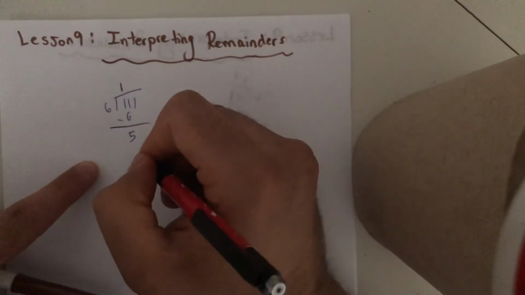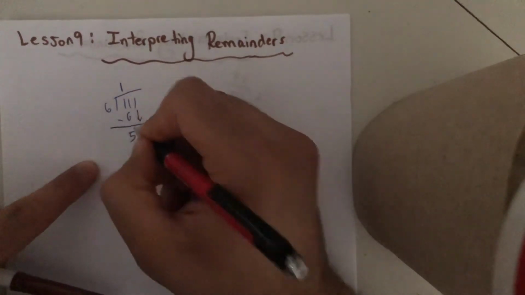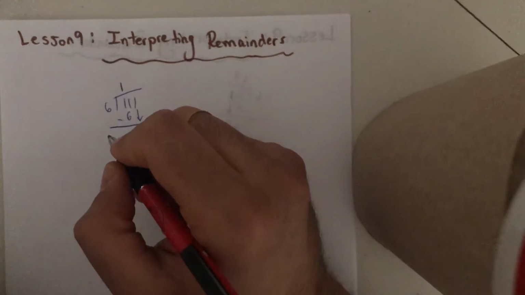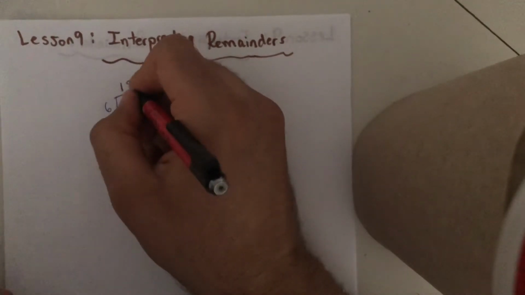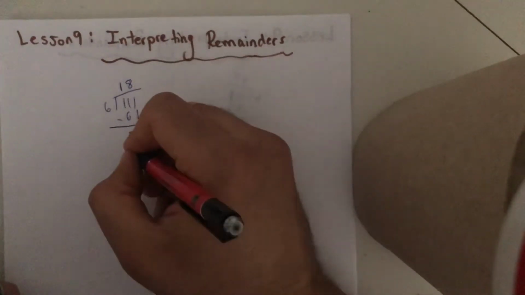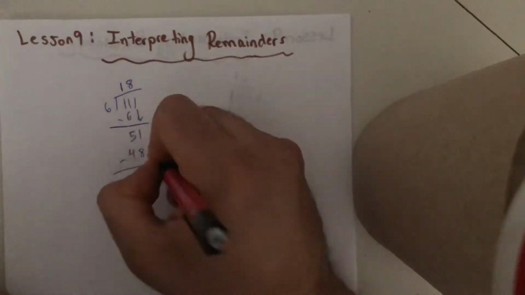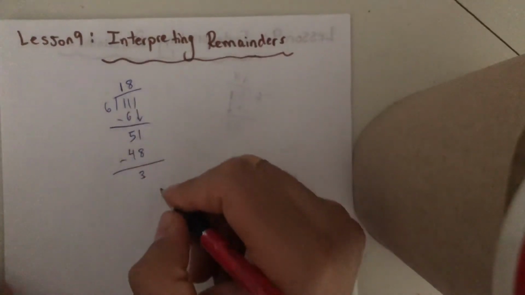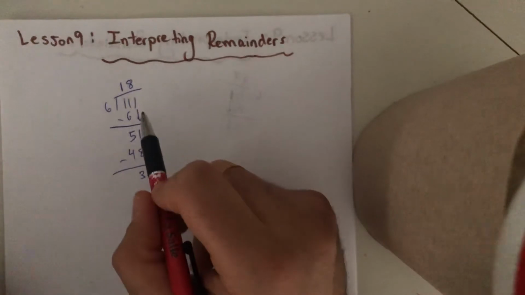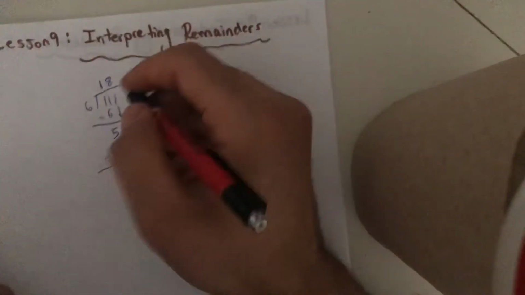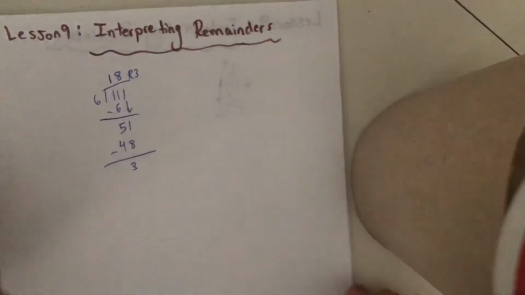How many times can 6 go into 5? It's not going to happen. We drop down the 1. How many times can 6 go into 51? It could go into it 8 times. What is 8 times 6? It equals 48. 51 minus 48 equals 3. So the answer of 111 divided by 6 is 18, remainder 3.